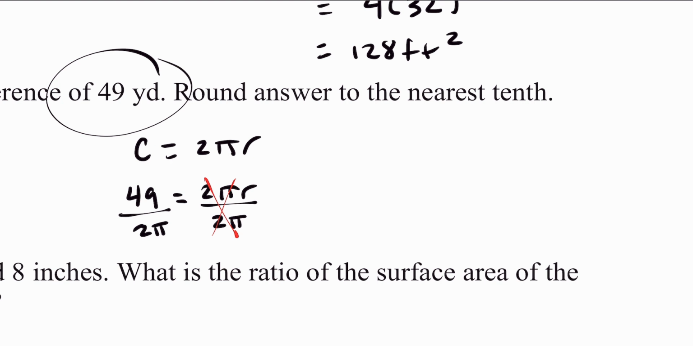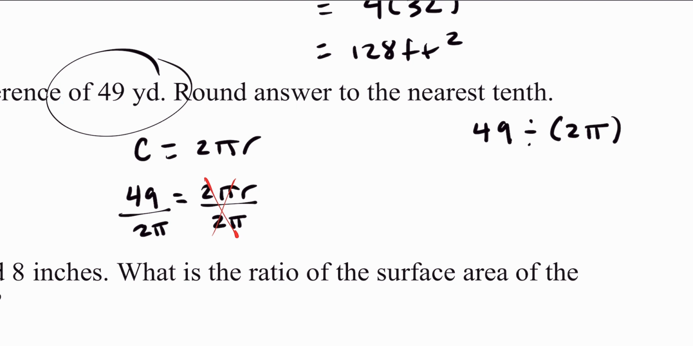You're going to type in 49, and then the division sign, and you're going to divide that by 2 pi. That way the calculator knows exactly what you're trying to do, because if you just type 49 divided by 2 pi into your calculator, it's going to do 49 divided by 2 and then multiply by pi. So parentheses do matter, order of operations do matter. Please be careful with that.